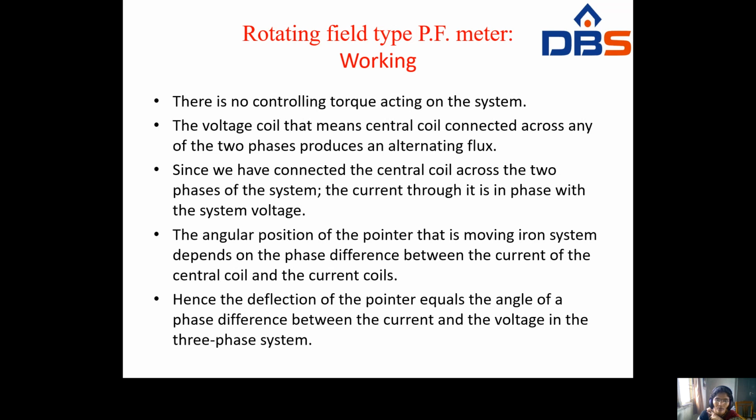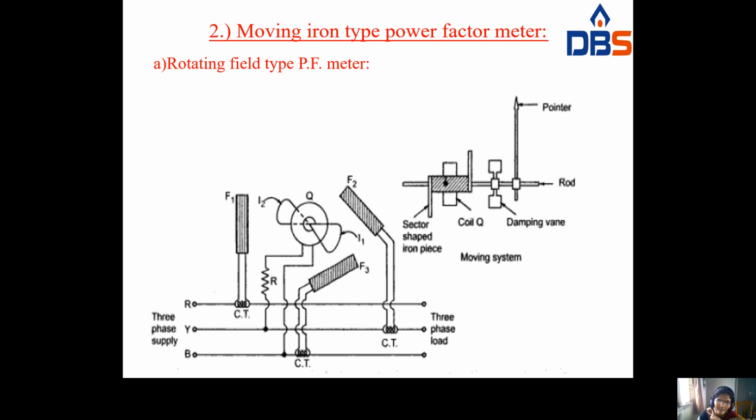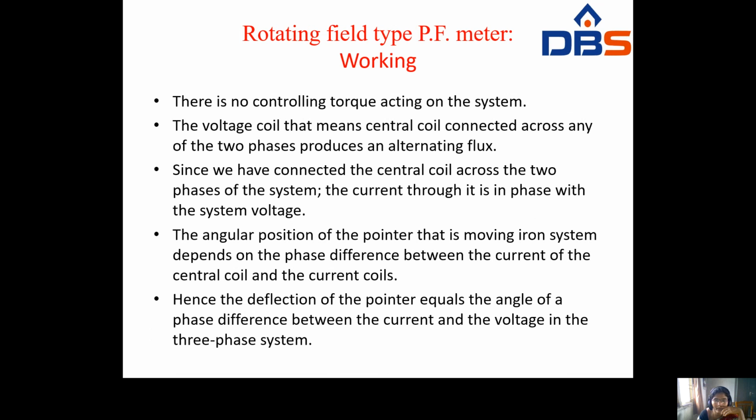The voltage coil, that means the central coil, connected across any two phases produces an alternating flux. The central coil has to be connected across any two phases. Coming to this diagram, the coil is placed here. This coil will be connected to any two phases, that is the RY phase, YB phase or BR phase. At that time it exhibits the alternating flux.